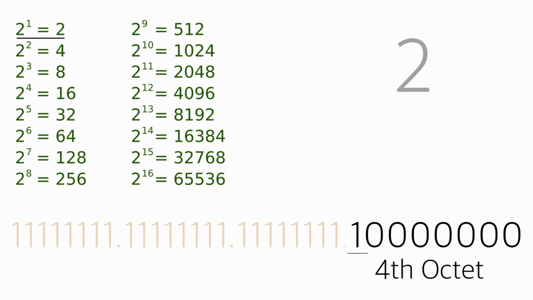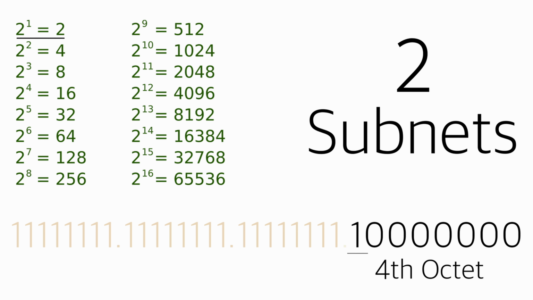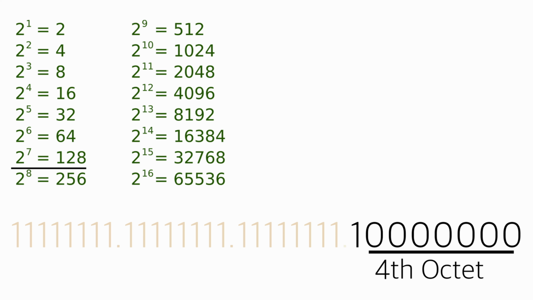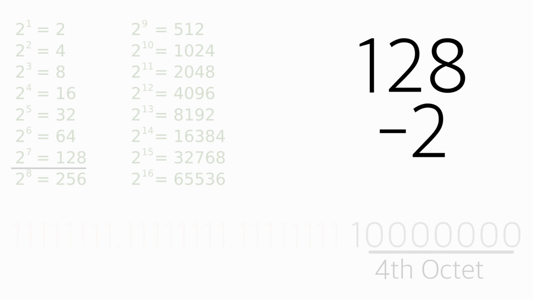We can work that out by doing powers of 2. So 2 to the power of 1 equals 2. So we'll have 2 subnets. Then within that 4th octet, we have 7 host bits. So 2 to the power of 7, or 2 times 2 times 2 times 2 times 2 times 2 times 2 is 128. We then minus 2 from that total to account for the network and broadcast address. So that gives us 126 hosts per subnet.